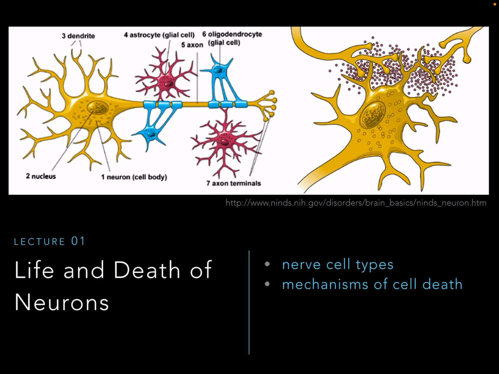In this video, we'll go through the first part of lecture one, which is the different types of nerve cells. Broadly, there are two classes: neurons that are specialized for communication, and glia that are there to support them. The mechanisms of cell death are the topic of the second video.